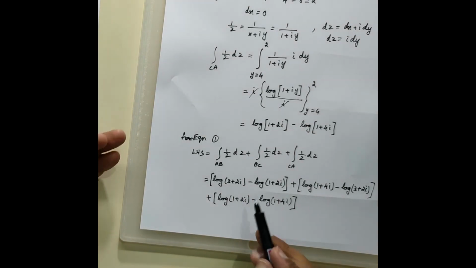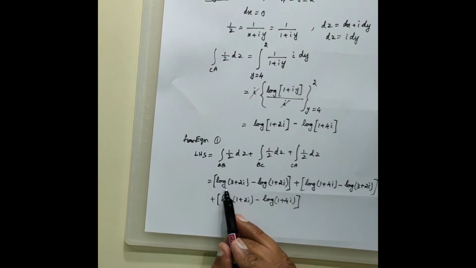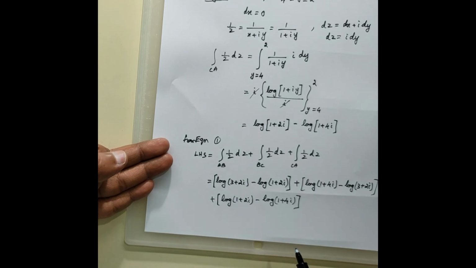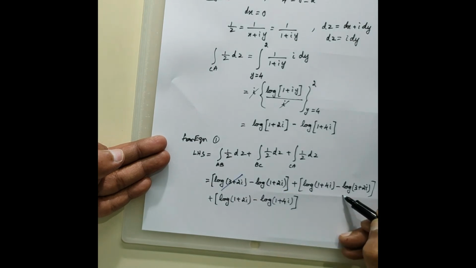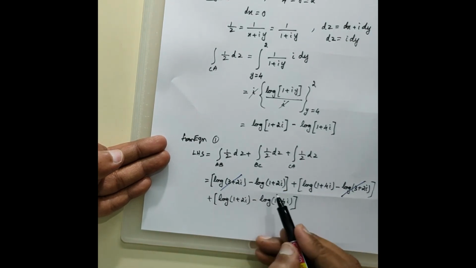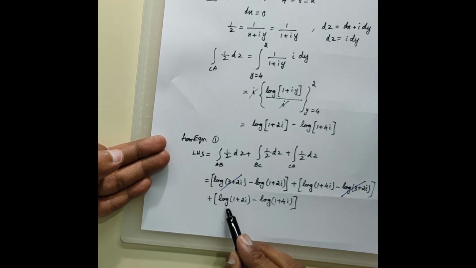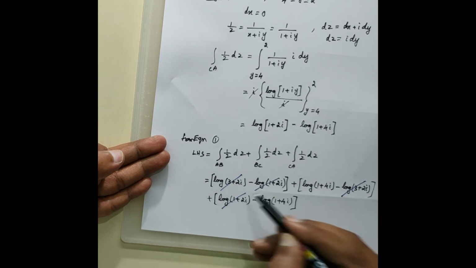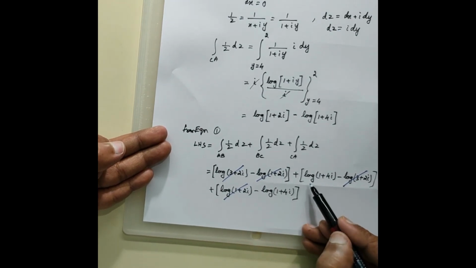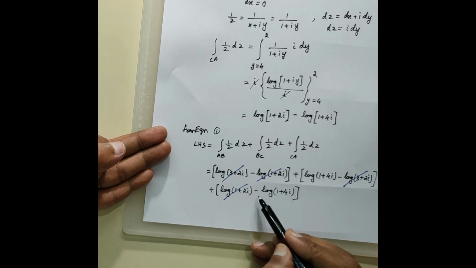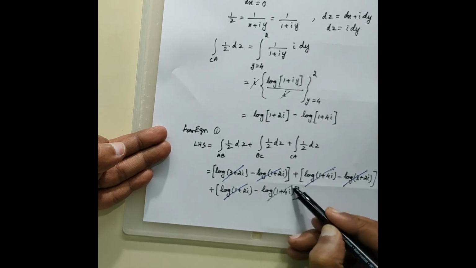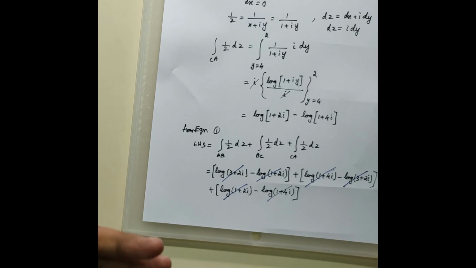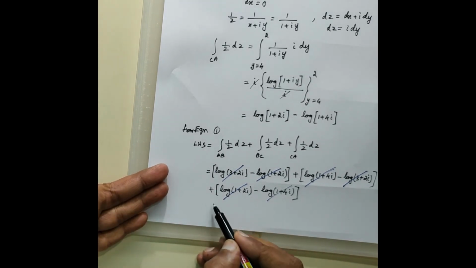So if you observe the values over here, you have plus log of 3 plus 2i and minus log of 3 plus 2i. Those two values will cancel out. Then you have minus log of 1 plus 2i and here plus log of 1 plus 2i. Negative and positive values will cancel out. Next you have log of 1 plus 4i positive and minus log of 1 plus 4i negative. These two values will cancel out. Since all the values have been cancelled out, you will just be getting the value to be equal to 0.